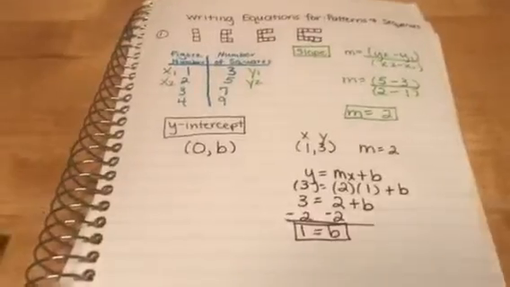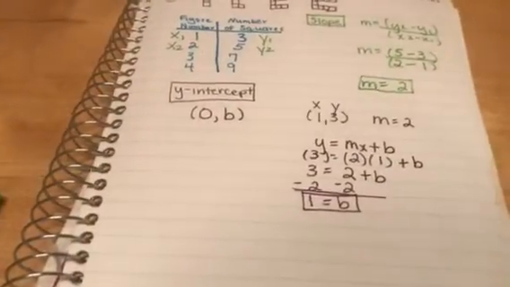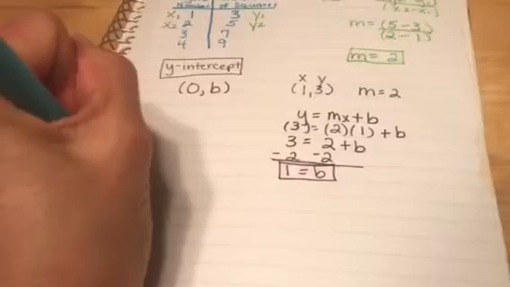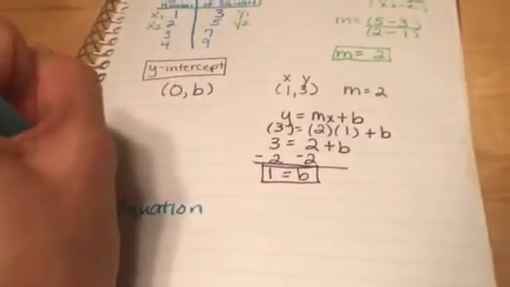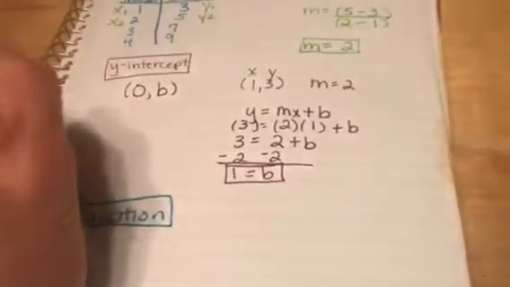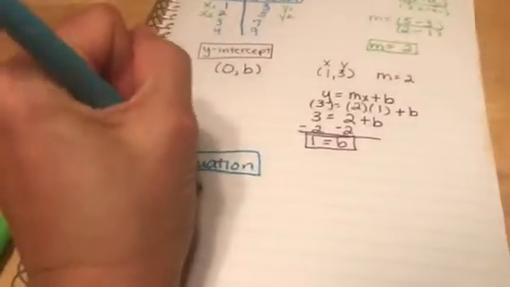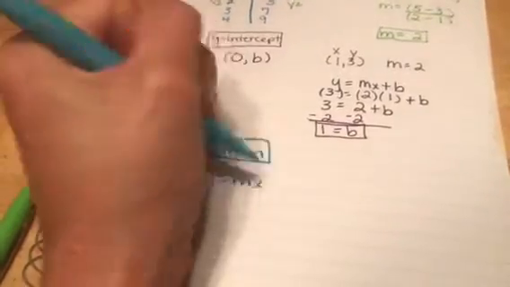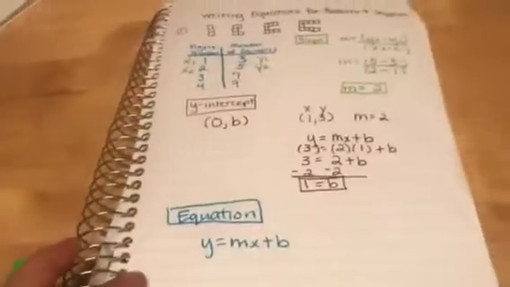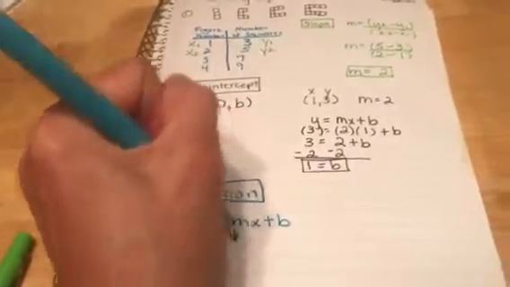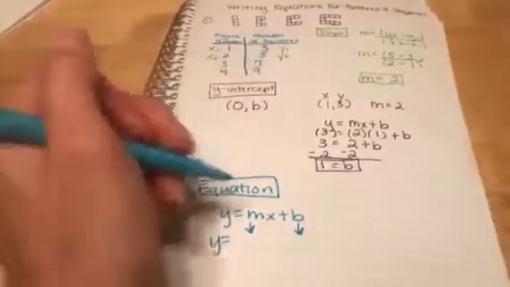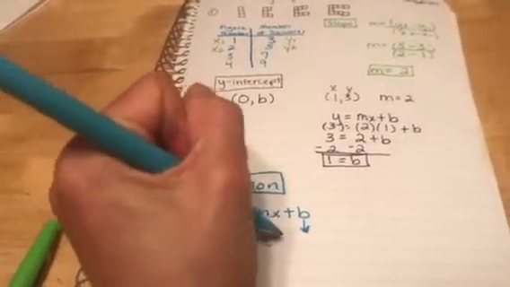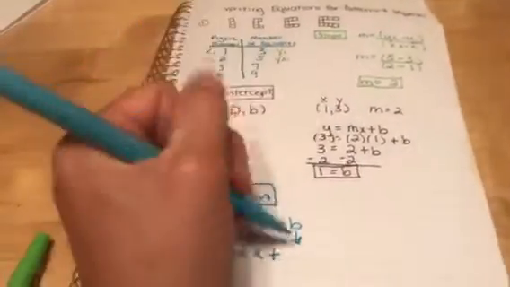Right. From here, we now have our m and our b. We can go to writing our equation. Our equation is y equals mx plus b. We're going to plug in our slope and our y-intercept. So y equals, our m is 2, 2x plus our b is 1.